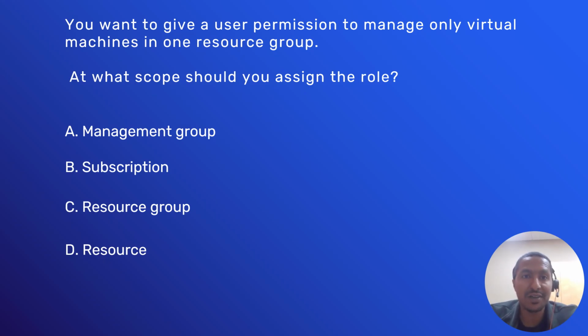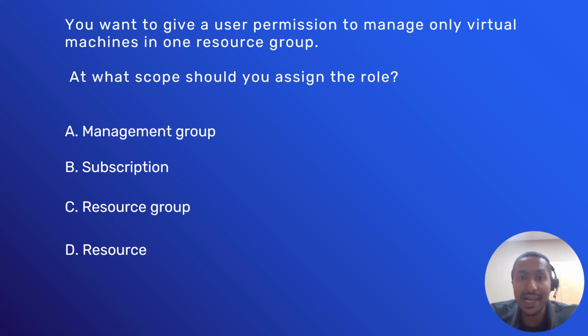Option B, subscription. A subscription contains many resource groups, and each of those can have many types of resources. Again, this scope is too wide for what the question is asking. You would be giving the user permissions across all resource groups and resources in that subscription, not just that one. Option C, resource group, and this is the best fit, and this is the correct answer.